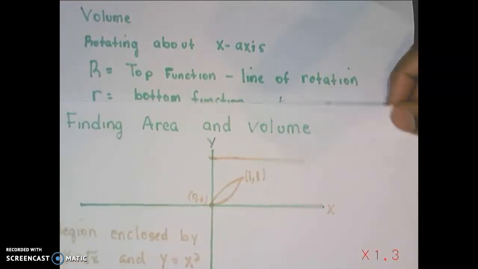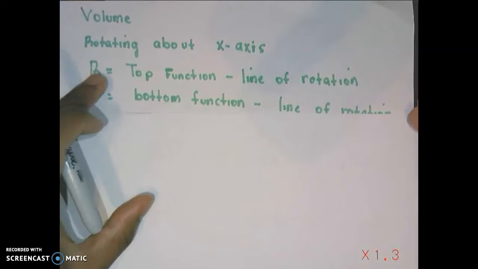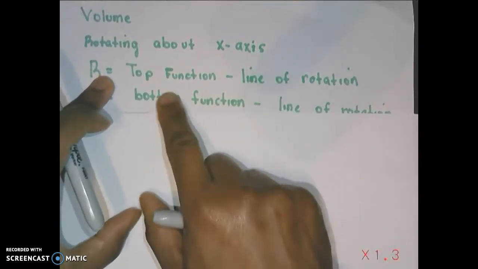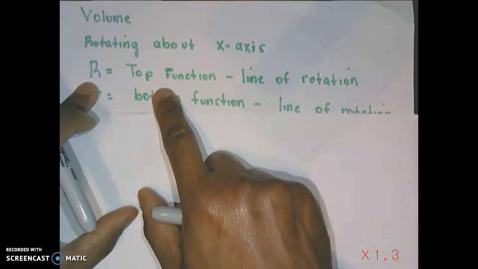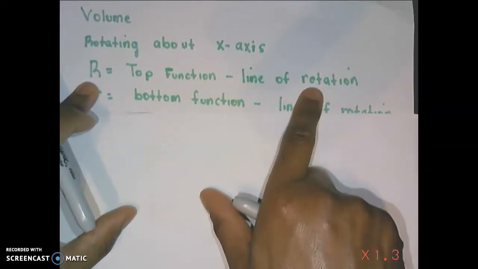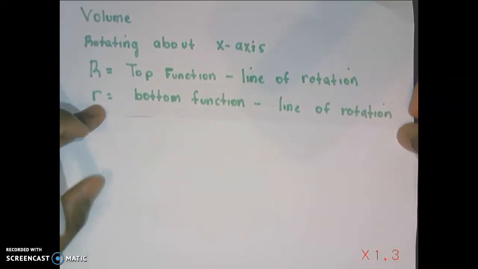So just know that what we're doing today only works when your line of rotation is below the region that you're rotating about. And if the line of rotation is below the region that you're rotating, then your capital R is going to be your top function minus the line of rotation, and then your lowercase r is going to be your bottom function minus the line of rotation.